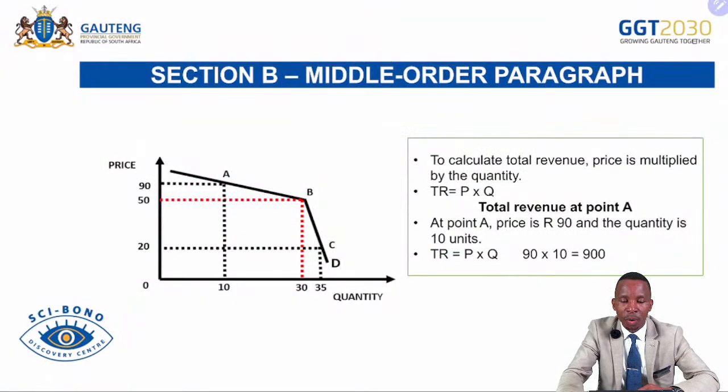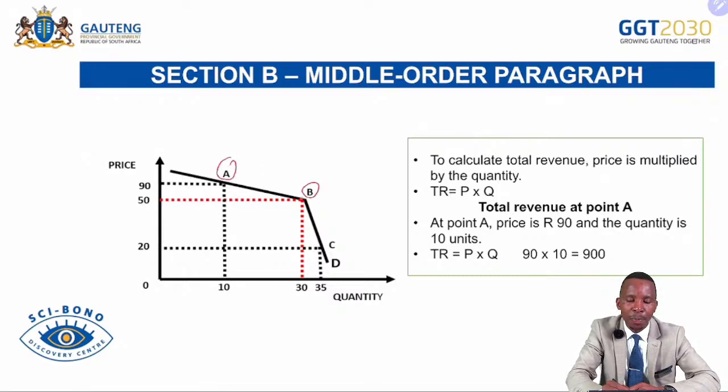And then section B, again, we continue. This is when we talk about total revenues and the kinked demand curve. It is very important for you to be able to draw the graph of the kinked demand curve and explain the reason behind it. Also, you must be able to calculate total revenues for all points, for instance, point A, point B, and point C.